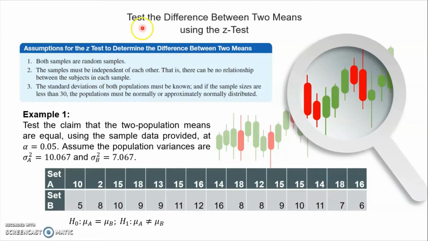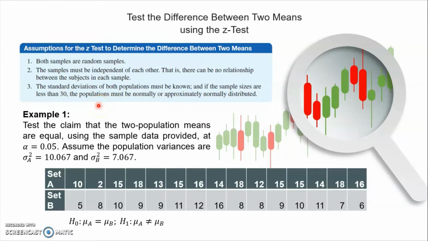Objective number 1. Test the difference between two means using the z-test. Before we conduct z-test to determine the difference between two means, make sure we obey some of the assumptions, such as both samples are random, the samples must be independent, and then the standard deviation of both populations must be known, and if the sample size are less than 30, the populations must be normally or approximately normally distributed.